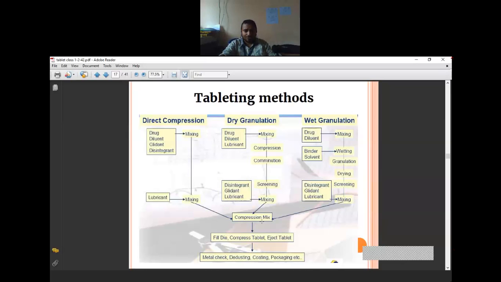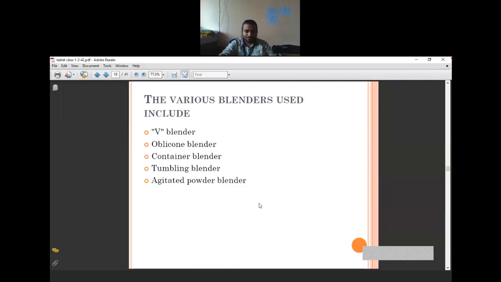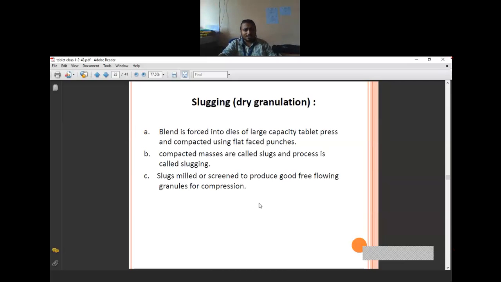After that we go for compression. Fill the die, meaning we add the granules to the die. Compression, then material check. Dedusting: when we go for compression, lots of dust is formed, so we have to dedust all the tablets. Then coating if it is necessary. If it is not necessary, then we go for packaging. So this is the simple process for dry granulation. Have you understood what slugging is? Slugging means dry granulation.